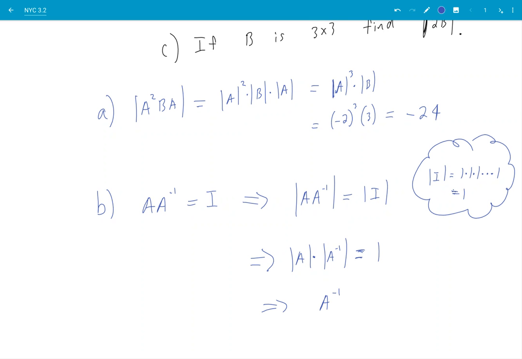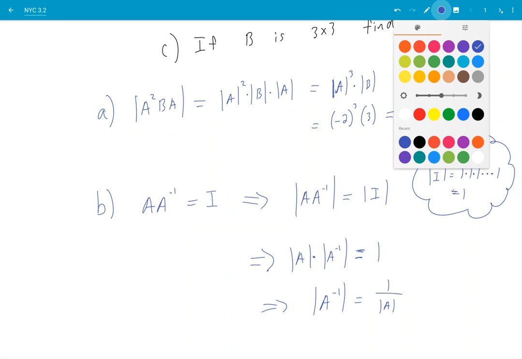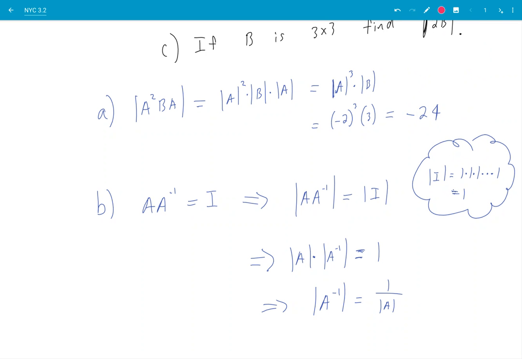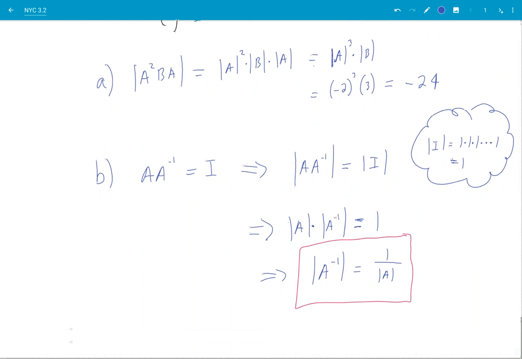So A inverse is equal to 1 over, the determinant of A inverse is equal to 1 over the determinant of A. So that's actually a formula that is worth memorizing. Let's put a rectangle around that. So in our case, this is 1 over minus 2.